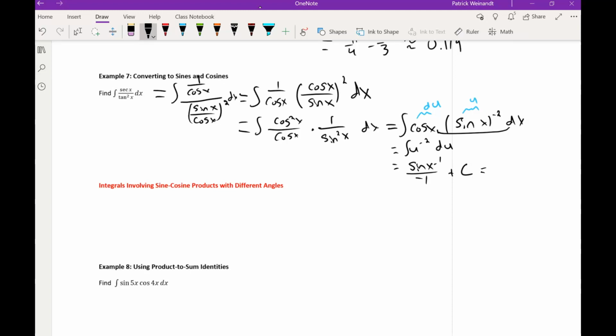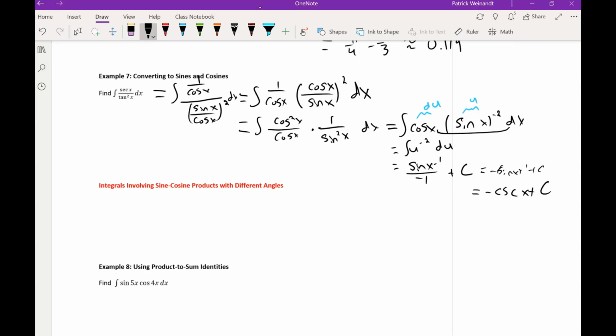Well, we can rewrite this a little bit further. Dividing by -1 is the same as multiplying by -1. So this is technically negative sine of x to the -1st, which is the same as 1 over sine of x, plus c. And 1 over sine is the same as cosecant. So this is negative cosecant x plus c. So that's an example. If none of the first 3 rules apply, try to convert to sine and cosine factors and then integrate using strategies you've done before.